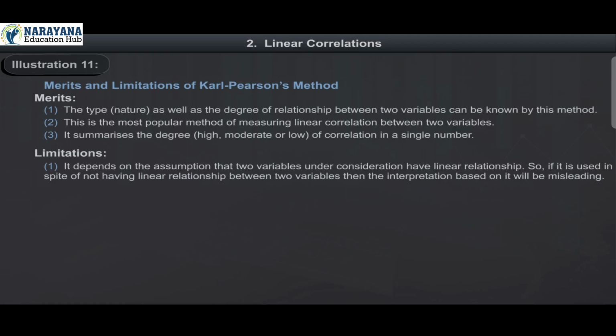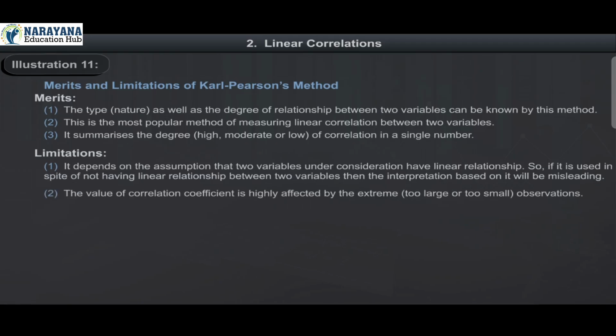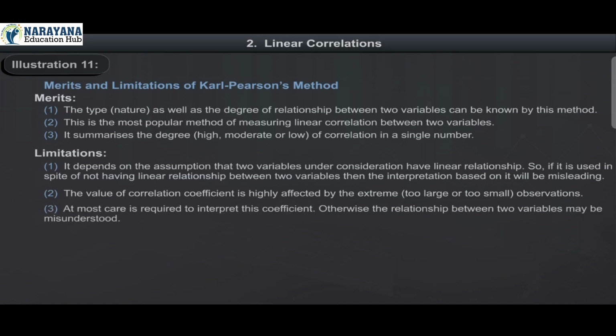So, if it is used in spite of not having a linear relationship between two variables, then the interpretation based on it will be misleading. 2. The value of the correlation coefficient is highly affected by extreme, that is, too large or too small, observations. 3. Utmost care is required to interpret this coefficient, otherwise the relationship between two variables may be misunderstood.